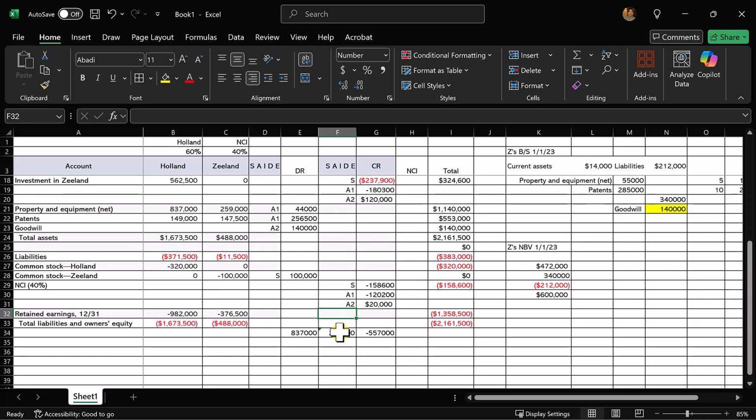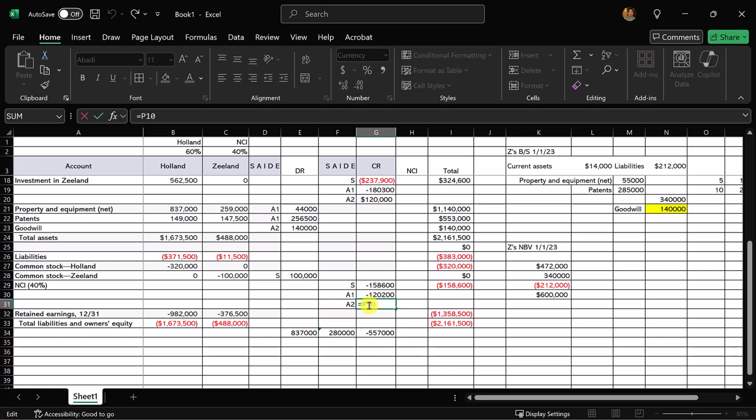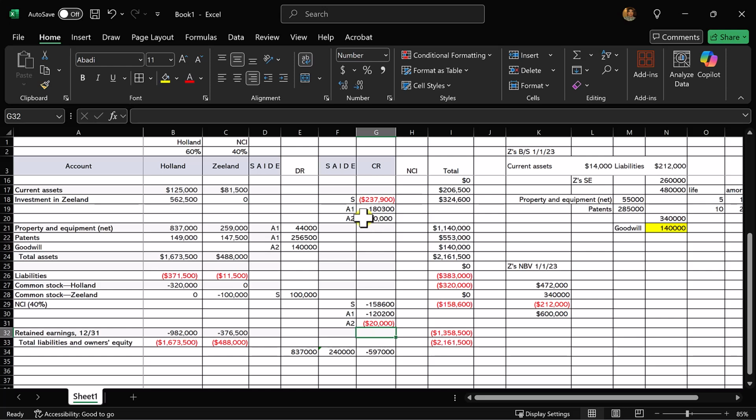Do my debits equal credits? Something is wrong. Can you see the problem right here? This is a credit. It should be entered as a negative, you know? Okay, I'm balancing. So what's next? We did the S, we did the A, both A1 and A2.